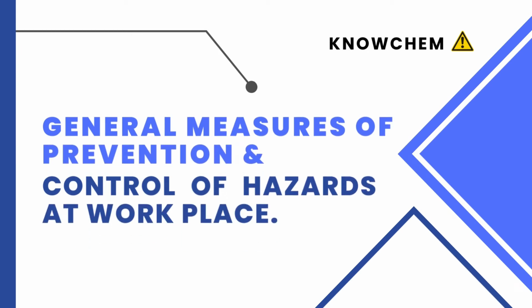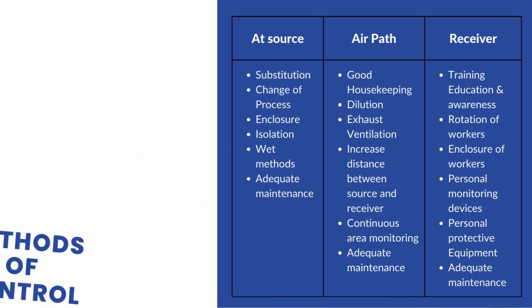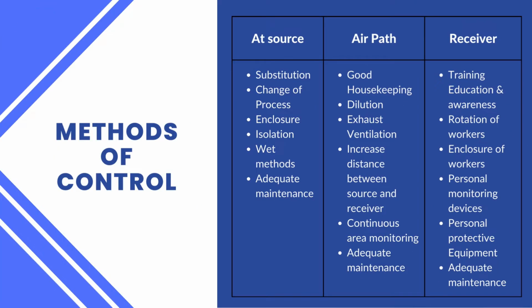In this video, we will be discussing the general measures of prevention and control of hazards at the workplace. Here we will first discuss the methods for controlling hazards at the workplace. Normally, there are ways by which we can control the hazards, that is, at the source, by air path, and by receiver.